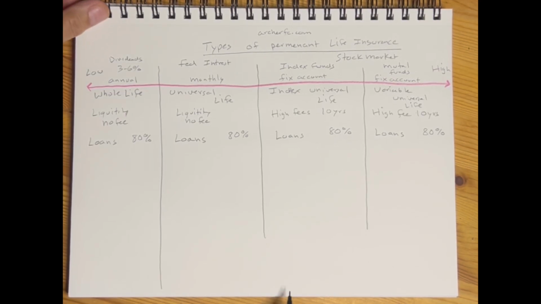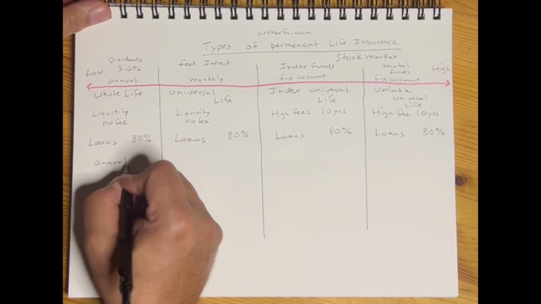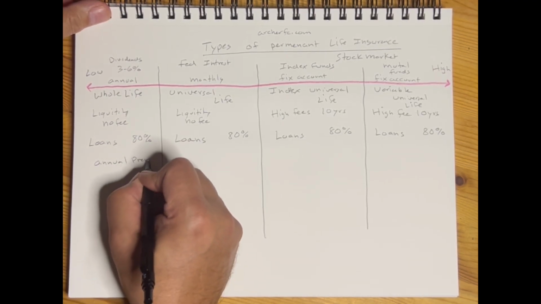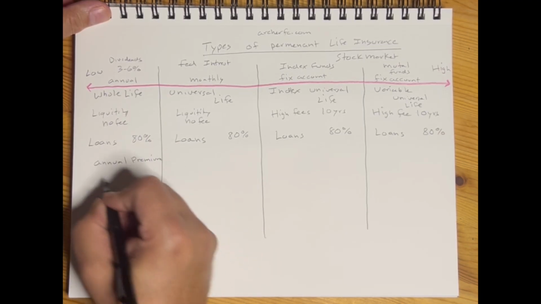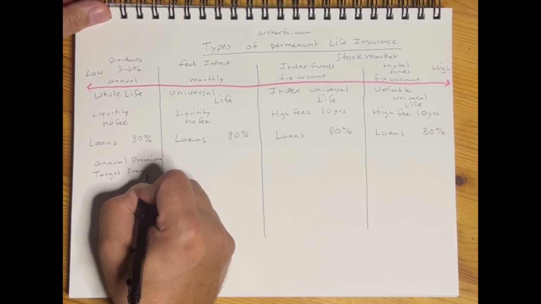When it comes to premium payments, whole life is the simplest. You're going to have your annual payment or your annual premium, and you're going to have your target premium, if you choose to use it.